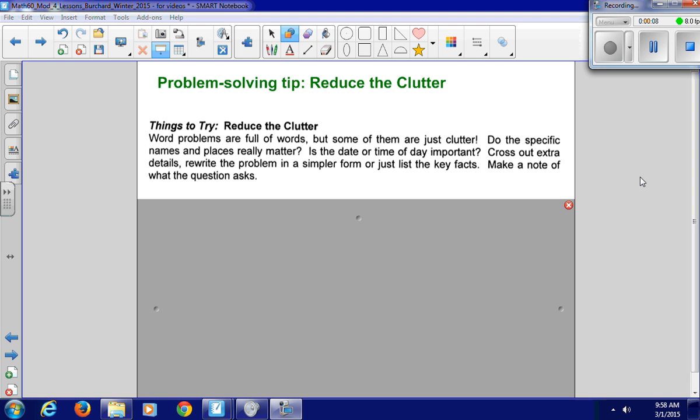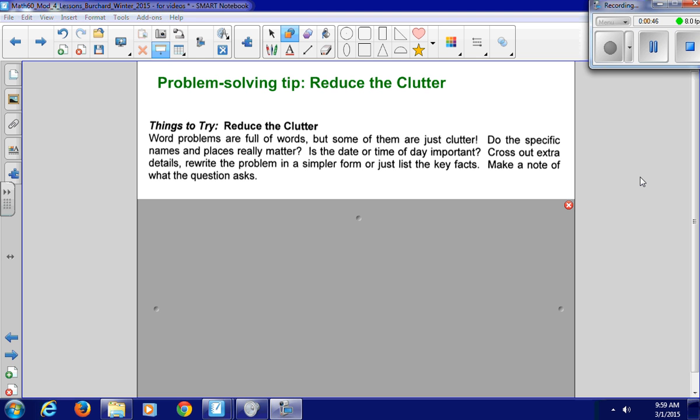The next problem-solving tip that we're going to work on is called reduce the clutter. Word problems are full of words, and that's partly why you all struggle with them sometimes. There's a lot going on in a word problem, and it gets really hard to sort out what's important. So what we're suggesting here is that you look at the whole word problem and see if you can boil it down to the material that's really necessary mathematically to solve this problem.